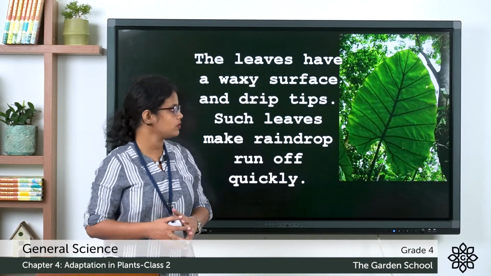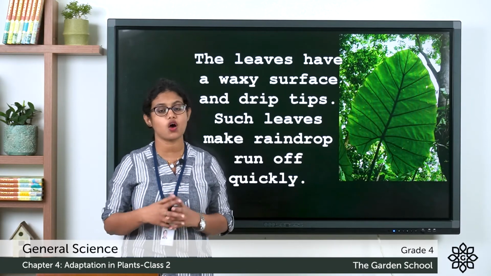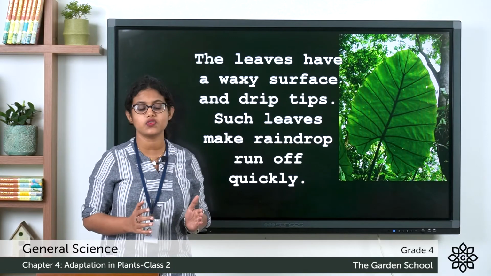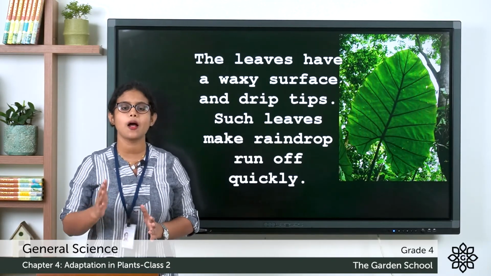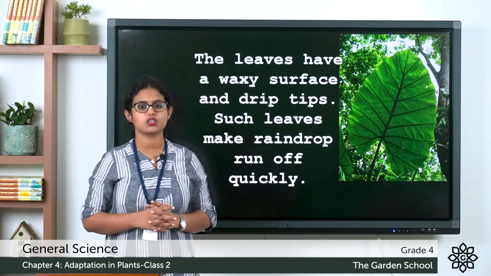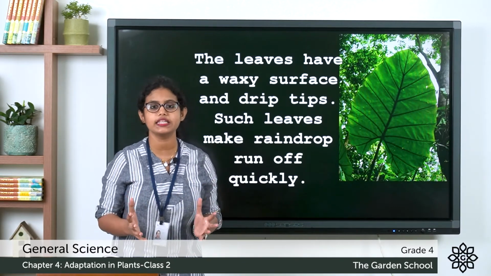And the next thing is about their leaves. So what about the leaves of these trees in rainforest? They have waxy surface and drip tips. You know what drip tips are? Drip tips means pointed tips. And this feature allows water to run off quickly without damaging or breaking the leaf.